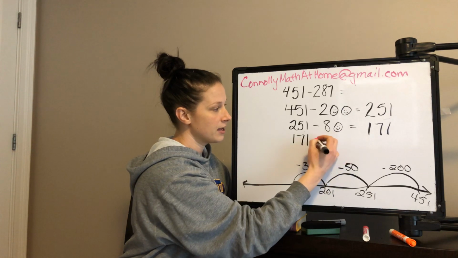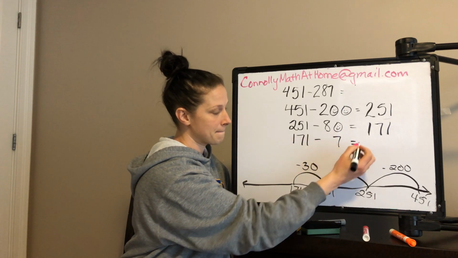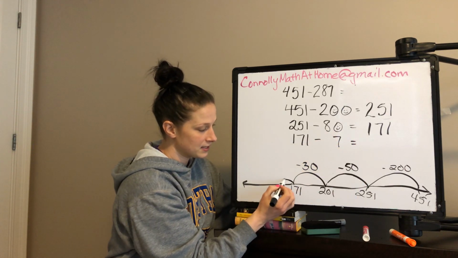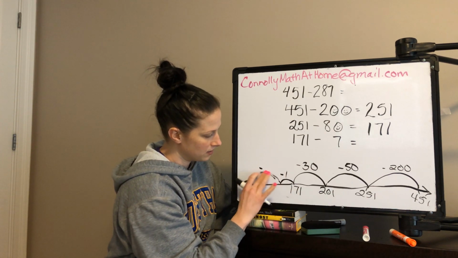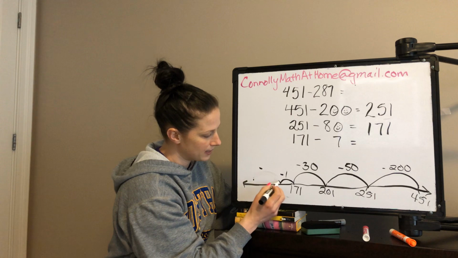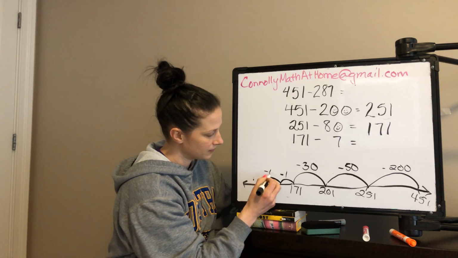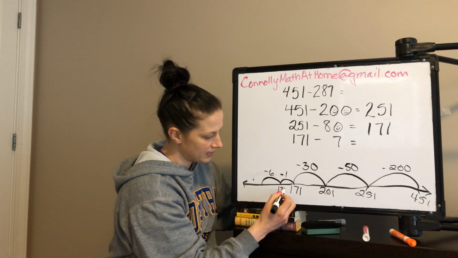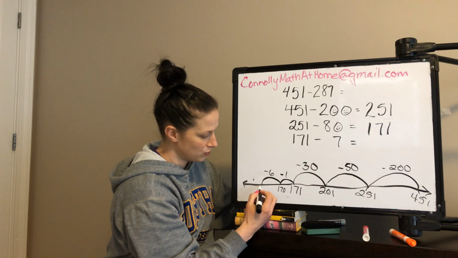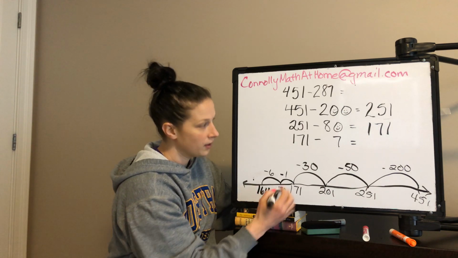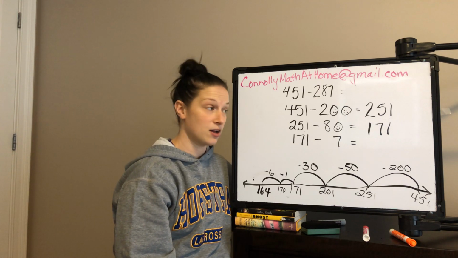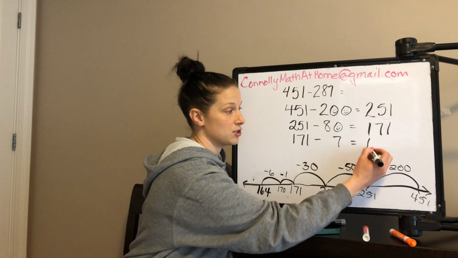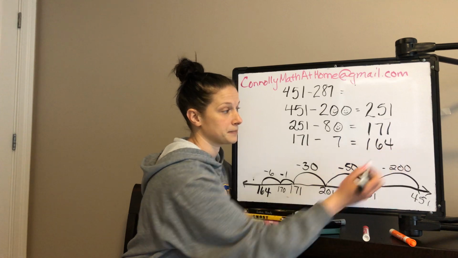So I'm going to go with 171, that's where I left off, minus 7, and students might think of this as minus 1, minus 6 more. So they might get to 170, so that it's easy for them to get to 164. Or your student might feel comfortable going 171 minus 7 all at once, which gets them to 164.